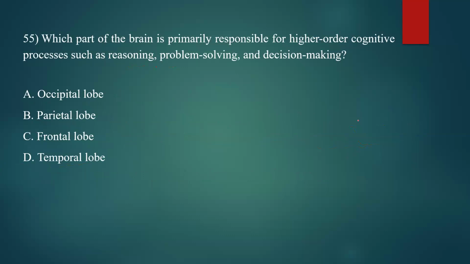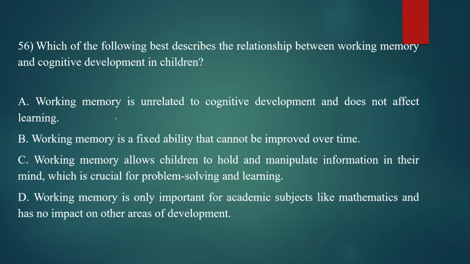I think it's a question related with you, doctors. Which one? The frontal lobe. Where is the higher order cognitive processing happening? On the frontal lobe. Yeah. 56.